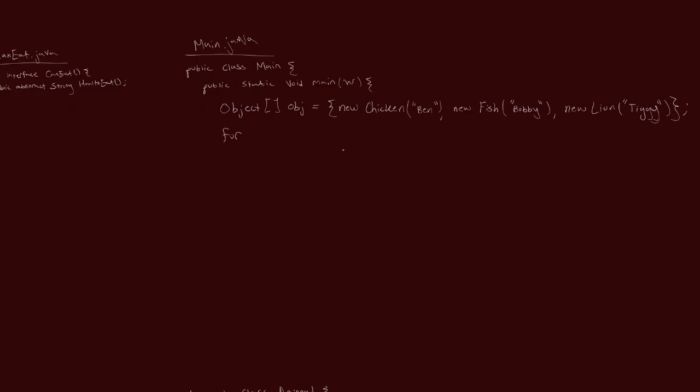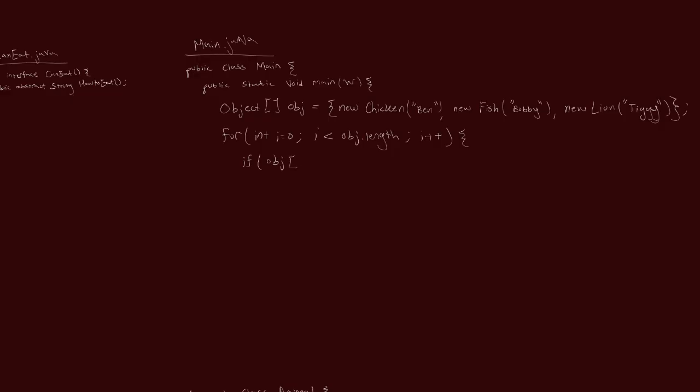Now this is what we're gonna do. We're gonna do a for loop. So for int i equals 0, i has to be less than obj.length. That way it's gonna iterate 3 times, and obviously we have to have i increase by 1 each time. Okay, so now we're gonna put an if statement.